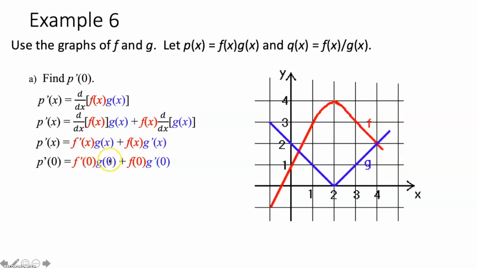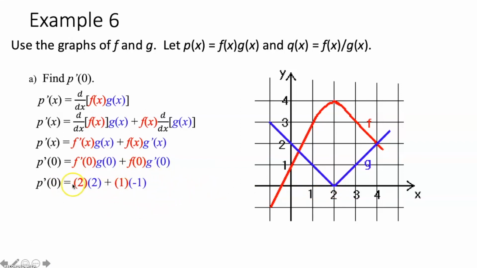What is g of 0? Well, g of 0 is just whatever the y value of the function g is at x equal to 0. And that would also be 2. So it's going to be 2 times 2, plus f of 0. What is the y value of the f function at x equal to 0? That would be 1. And then g prime of 0. What is the slope of my g function at x equal to 0? We're going down 1, right 1, down 1, right 1. So that is a slope of negative 1. That's how you evaluate this.